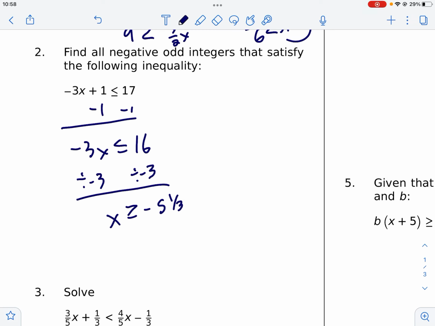The negative odd integers greater than -5 1/3, well, that would be -5, -3, and -1. Any numbers bigger than that would not be negative, and any numbers less than that would not be part of the inequality. So those are the 3 answers to number 2.